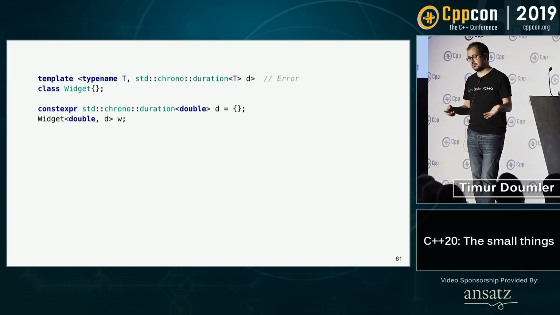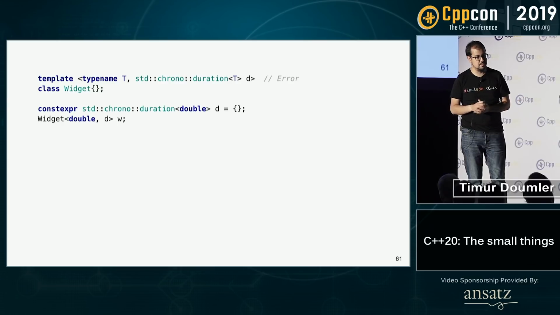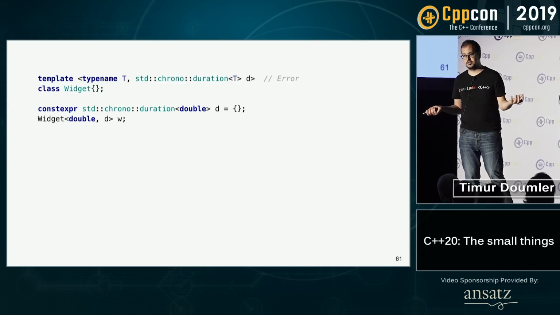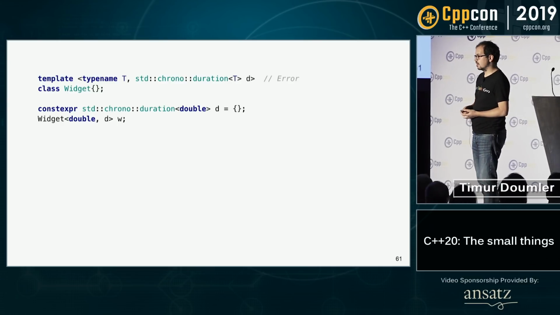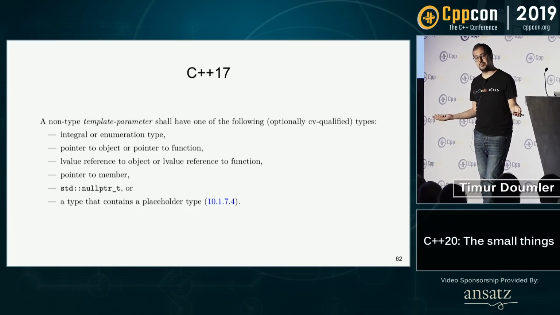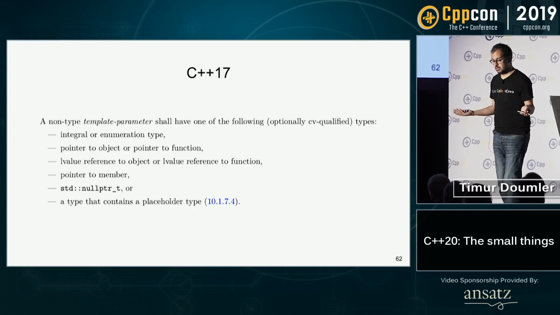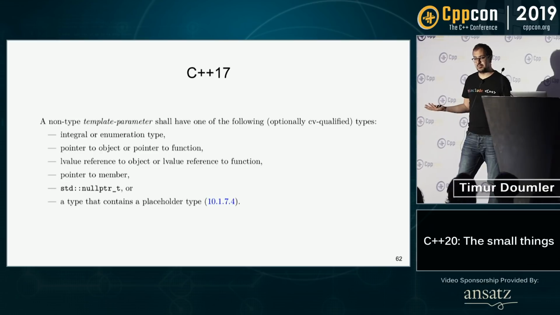Unfortunately, in C++17, if you try to do that, it's not going to work. It's going to say, well, you can only use certain types for non-type template parameters, and chrono duration is not one of those types. The rules in C++17 are that if you want to use a non-type template parameter, it pretty much has to be either a built-in type or a pointer. That's pretty much it.